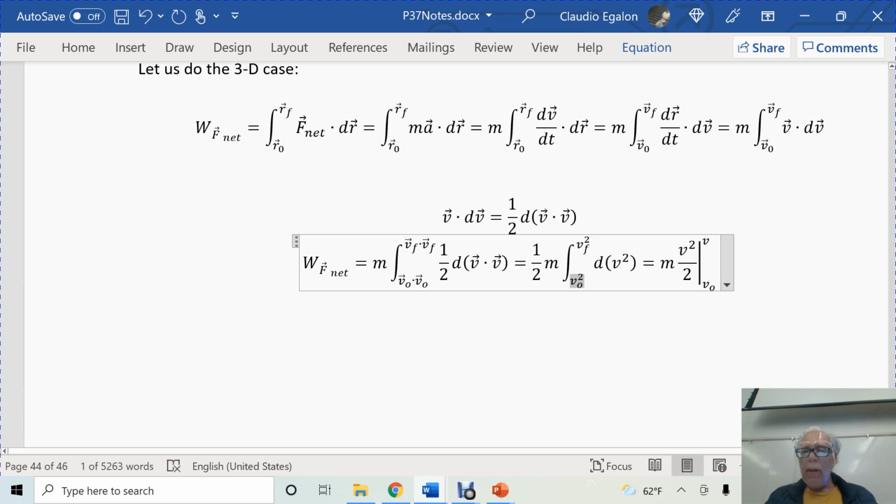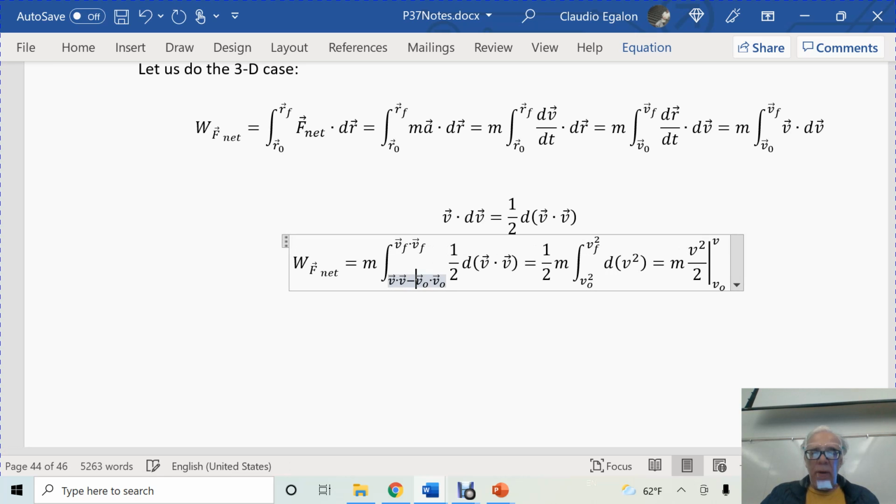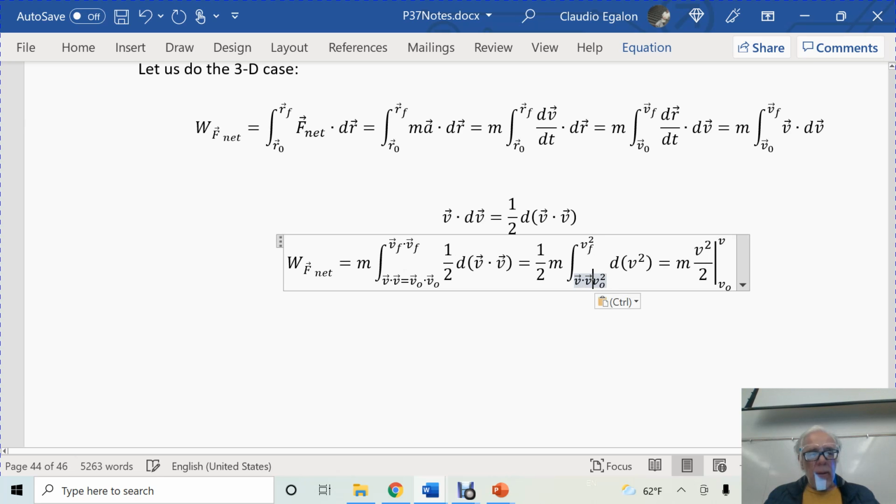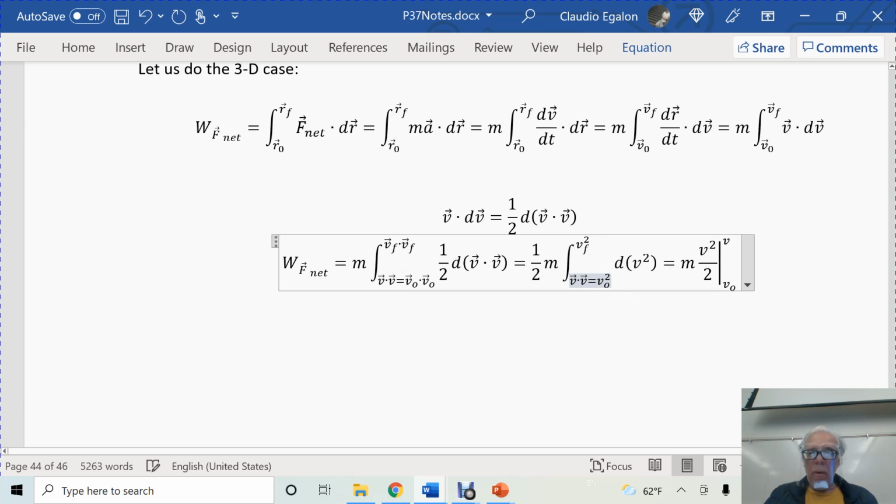But let's not forget that what you have here, my new variable, is no longer v. I'm going to emphasize it here. My new variable is v dot v. See that? V dot v goes from v naught dot v naught to vf dot vf, right? And here's the same thing. That's my new variable.